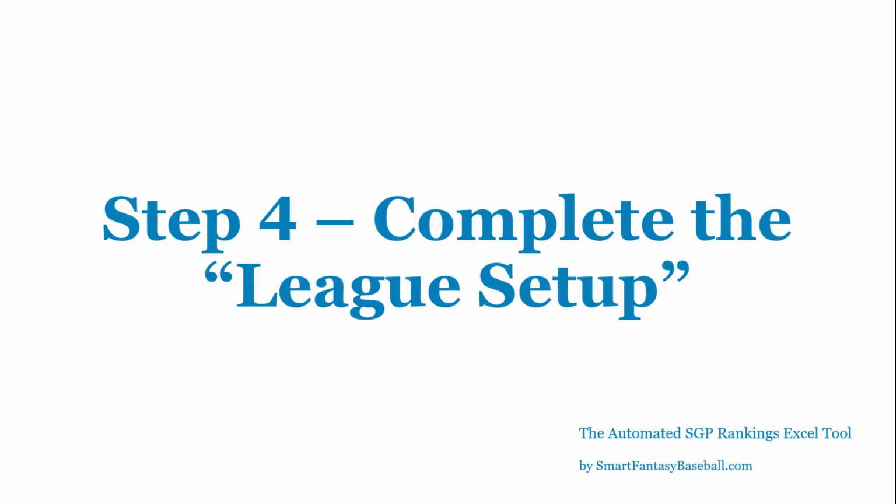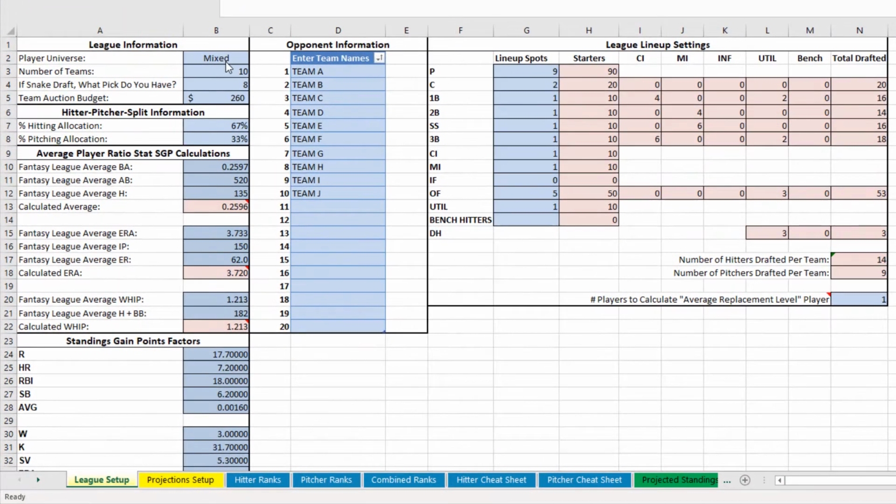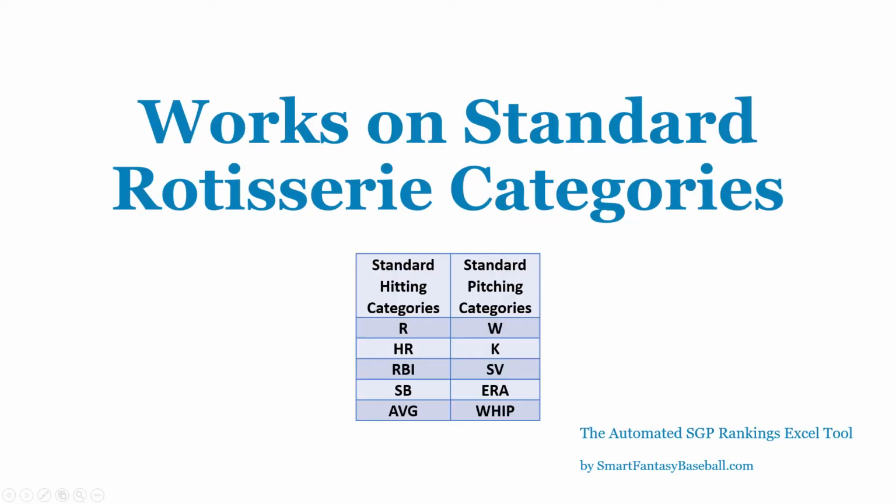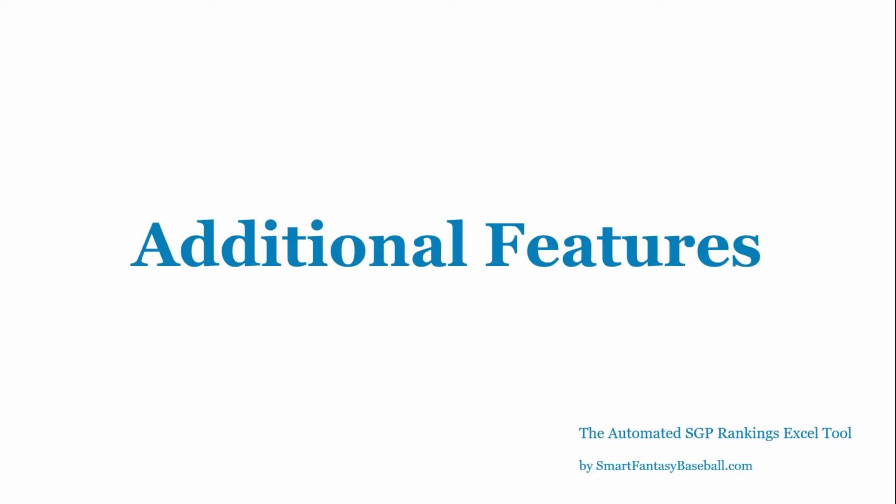Step 4. Fill out the League Settings tab. Enter your league settings and preferences. Things like the number of teams, the player universe, the desired hitter-pitcher split, and the number of roster positions. The tool will work for mixed leagues and AL and NL only leagues. However, it currently only works for standard rotisserie scoring categories. Sorry, OBP players. The tool comes loaded with several other powerful features.